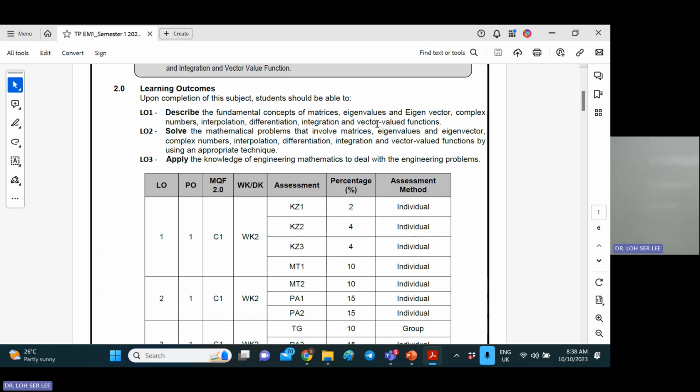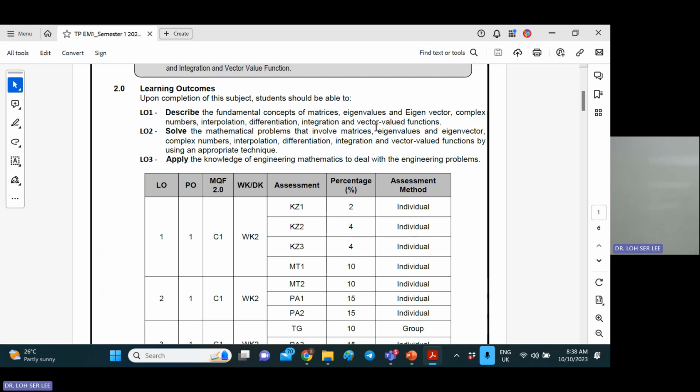Learning outcome 2 is that you are able to solve mathematical problems that involve all these subtopics by using an appropriate technique. You will learn a number of techniques, and different techniques are used to solve different problems. So you have to know that this kind of problem should be solved by method A, and this one maybe method B. It depends on the nature of the problem.